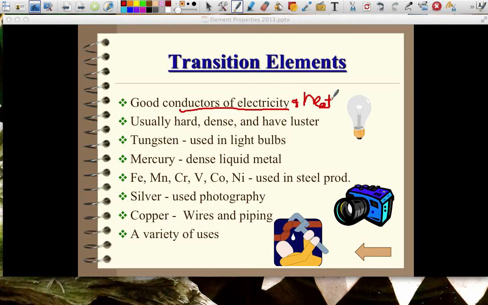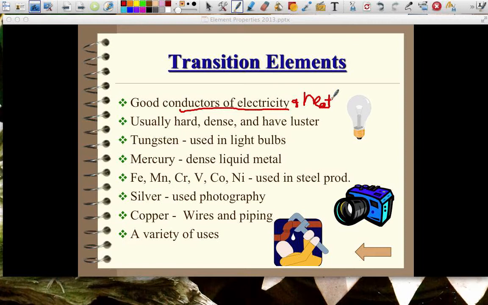If you think about this group, you've got nickel and copper and silver and gold, platinum. This is generally the group that people think of as metals. Nobody thinks of sodium as a metal or lithium as a metal. All these elements tend to be hard, dense, and have luster. Remember we've talked about this. Tungsten is actually used in light bulbs. It's the element in a light bulb that glows, which gives off the light. When you heat tungsten up, it glows a color.